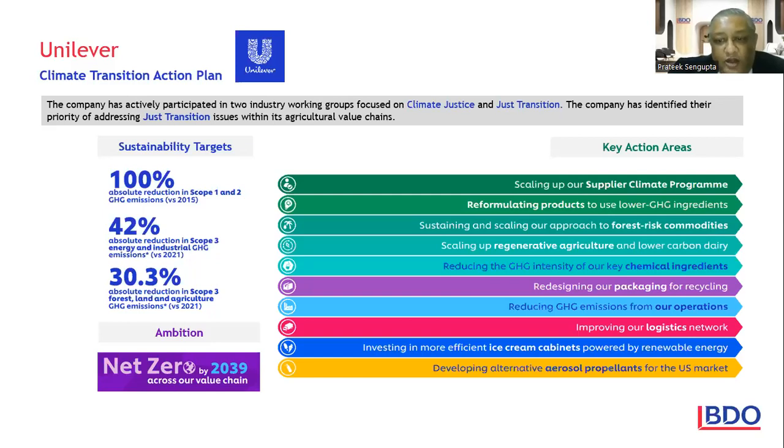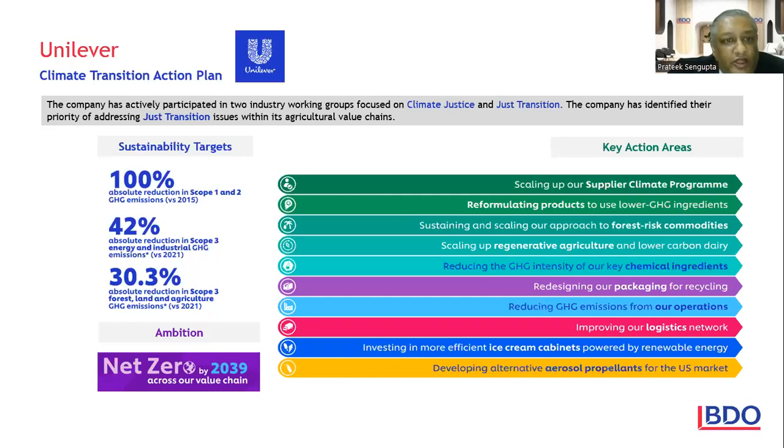And on the right-hand side, you see some of the key action areas: scaling up their supplier climate program, reformulating products to use lower GHG ingredients, sustaining and scaling their approach to forest risk commodities, scaling up their regenerative agriculture and lower carbon dairy, reducing the GHG intensity of key chemical ingredients, redesigning packaging for recycling, reducing GHG emissions, improving logistics networks, investing in more energy efficient ice cream cabinets, developing alternative aerosol propellants for the US market.